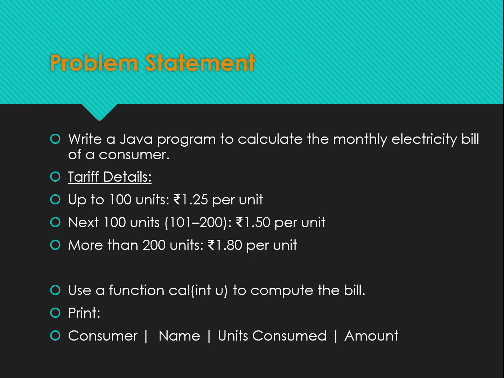The user must input the name of the consumer, their previous and present meter readings, and the output should display the consumer's name, units consumed, and the total amount to be paid. We will implement this logic in Java using a function named calInto to calculate the amount based on units, and display the results from the main method.